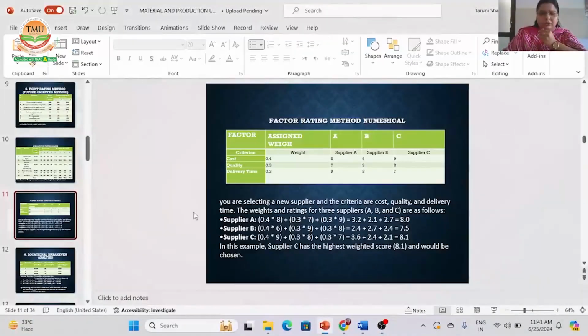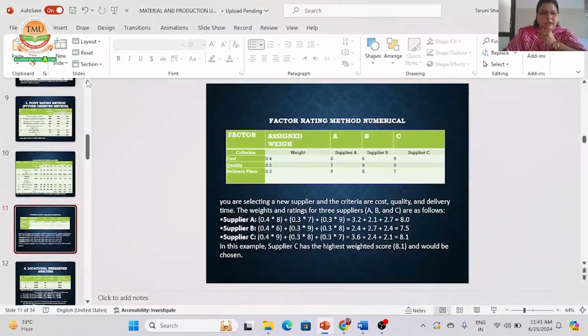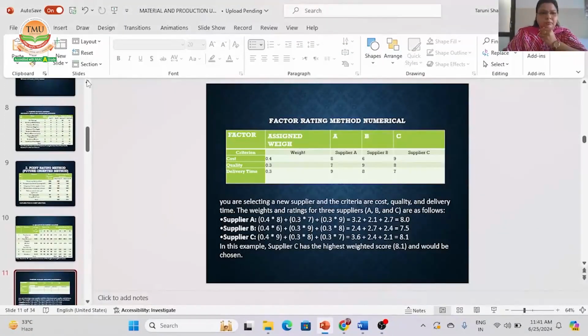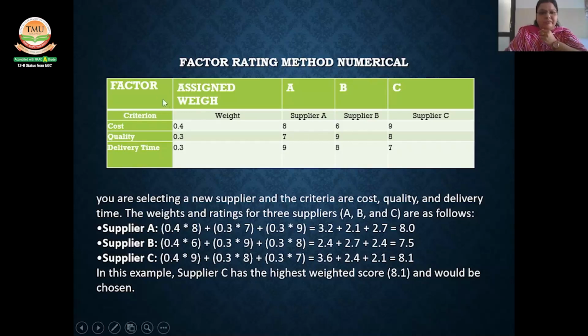So, we will do some numericals as per the point rating method and factor rating method. This is a numerical which is given on the screen. The factors are cost, quality, and delivery time. The assigned weights are 0.4, 0.3, 0.3.